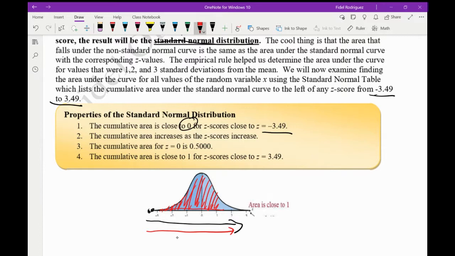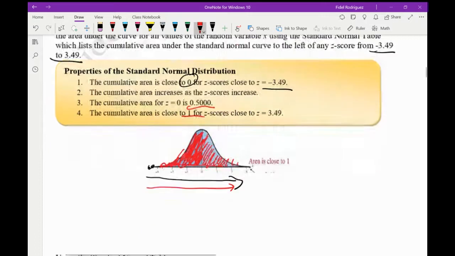And it says the cumulative area for z equals 0. So we're going to find the area of this piece right here from 0 all the way to the left. That's going to be 0.5. And as we keep moving more and more to the right, the area is going to get really, really close to 1, because we're finding the area, again, as we go from the left all the way to the right.